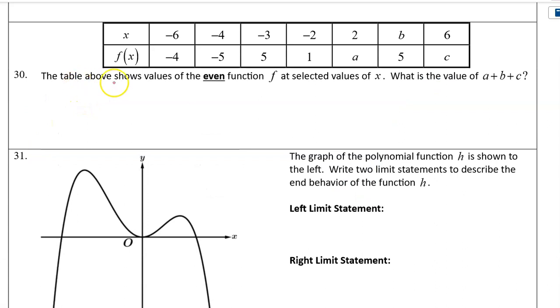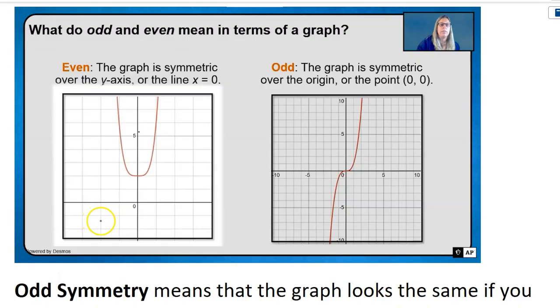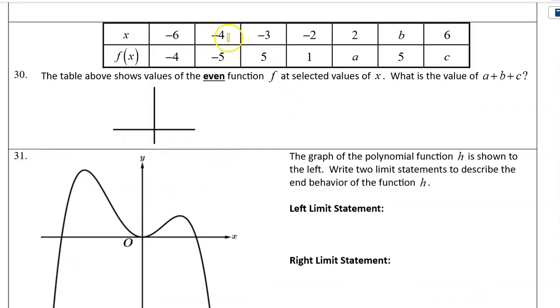Number 30. The table above shows values of the even function f at selected values of x. What is the value of a plus b plus c? So we are told that f is an even function. Let's think about what that means. An even function has y-axis symmetry like this. That means at opposite x values, like -1 and +1, the y values should be the same, like 5 and 5 again. So let's look for some opposite x values on the table.